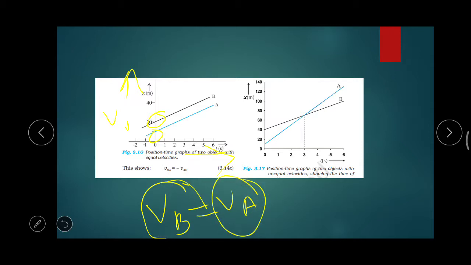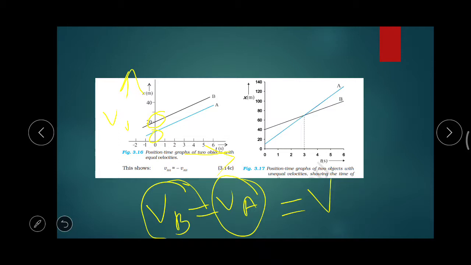So in such conditions, if you are plotting the graph of two bodies A and B which are moving with the same velocity V, that is VA is equal to VB is equal to V, then the position-time graphs of both the bodies will be parallel to each other. If you are drawing the position-time graph of both the bodies in a single graph sheet, both will be parallel to each other.